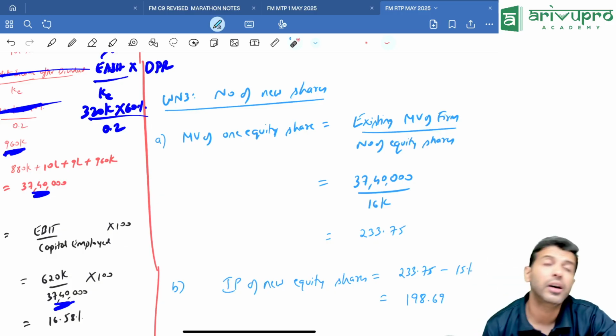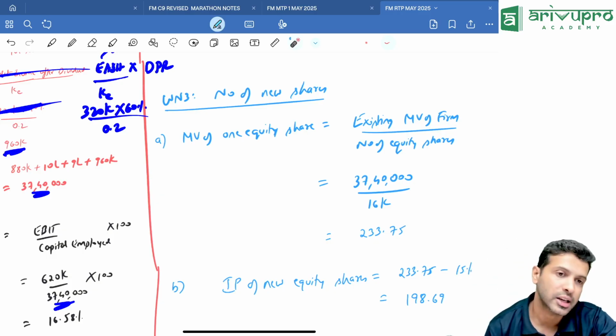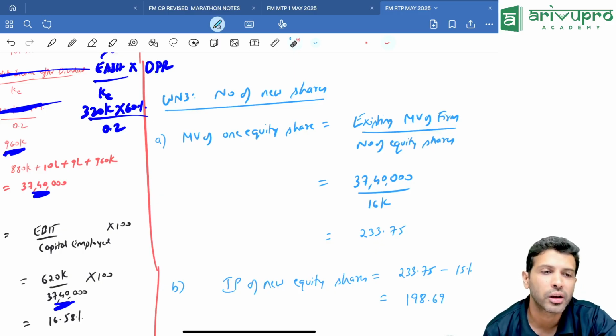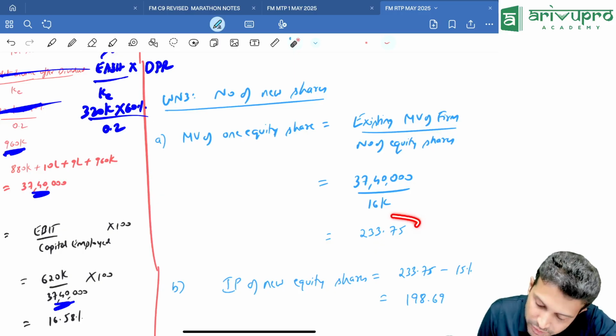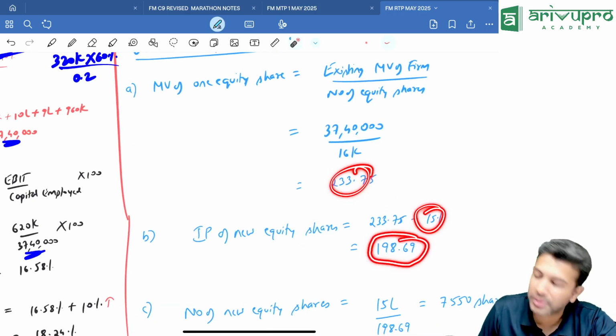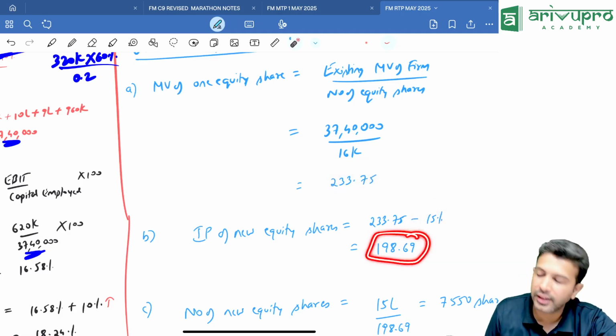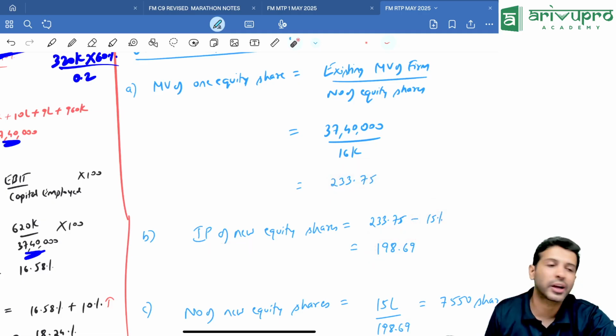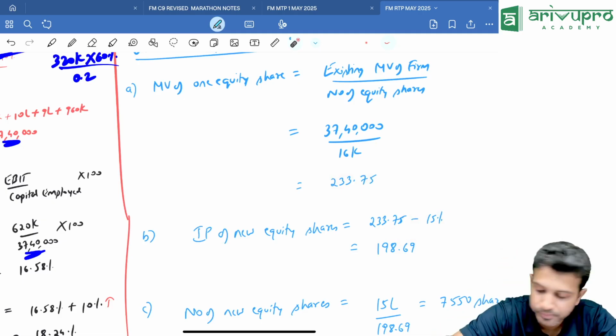Can we raise the equity shares at this price or at a 15% discount? 15% discount means 15% lesser price. So take this number and reduce 15% in your calculator. How much is that? 198.69 is the issue price of new equity shares.